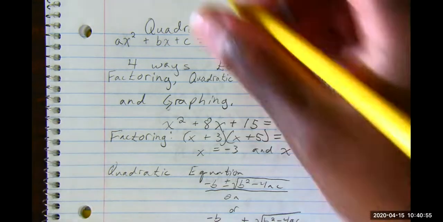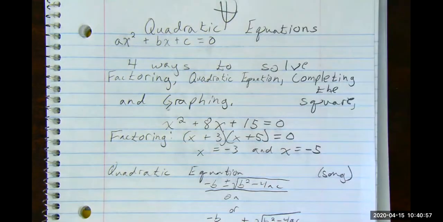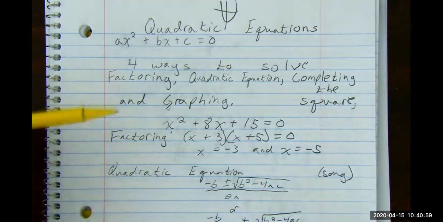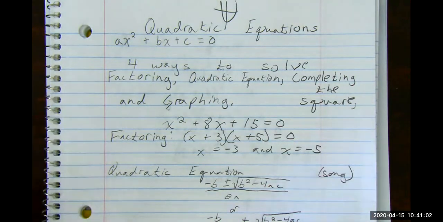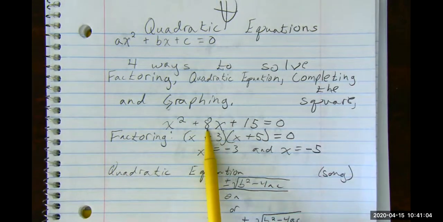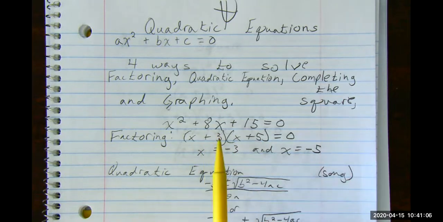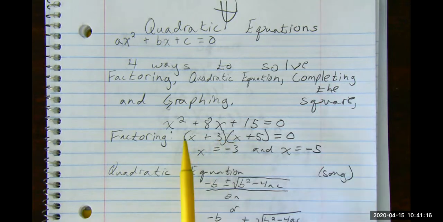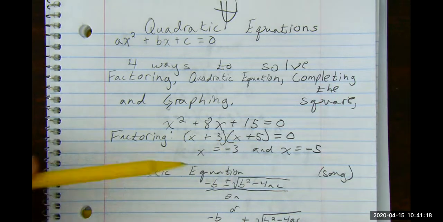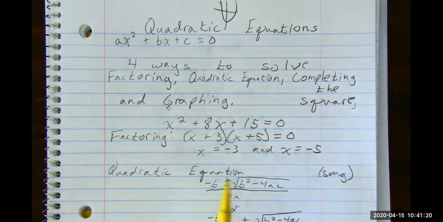Let's look at the factoring method to solve a quadratic equation, quadratic function, what have you. Factoring, again, there's a relationship between this term and this term, where there are 2 numbers. When we multiply them, we get that, and when we add them, we get that. This is one factor, this is another factor. Set each factor equal to 0. So that's where we get x equals -3 and x equals -5.